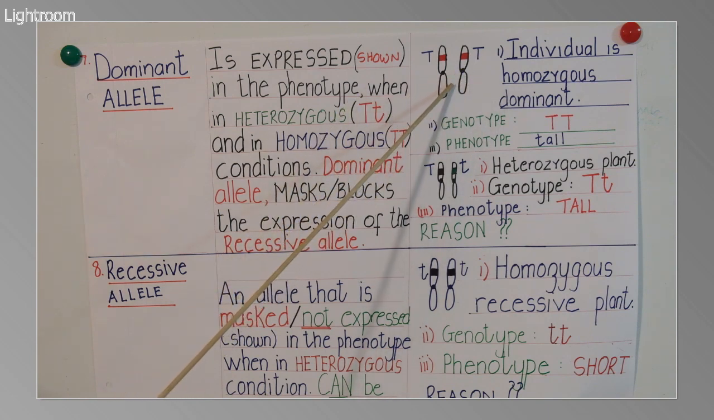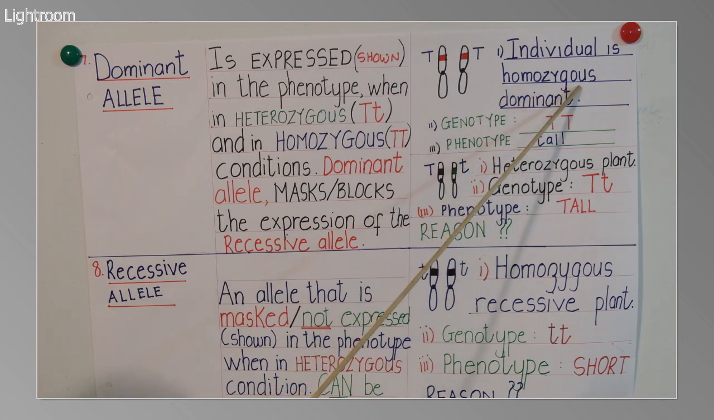The dominant allele masks or blocks the expression of the recessive allele. Let's go to this example. With this pair of homologous chromosomes, both the alleles are identical. So the individual is said to be homozygous. Since both the alleles are dominant, the individual is said to be homozygous dominant for height, the characteristic of height. So what is the genotype? Capital T, capital T. The phenotype would be, since both the alleles are dominant, both the alleles would be expressed in the phenotype, and that plant would look tall.